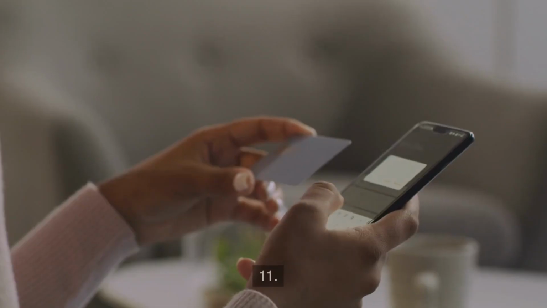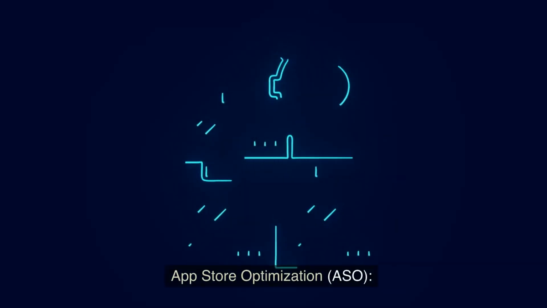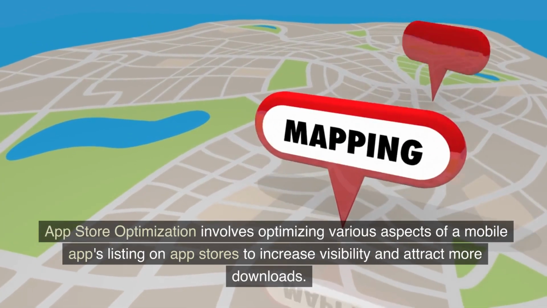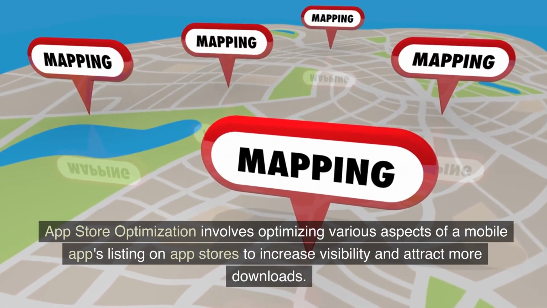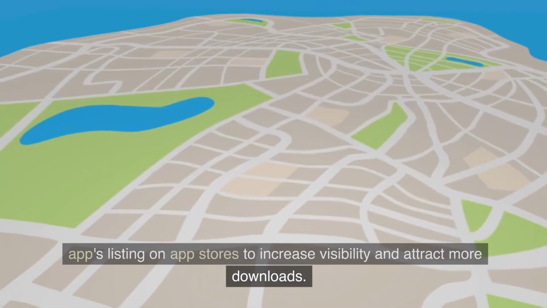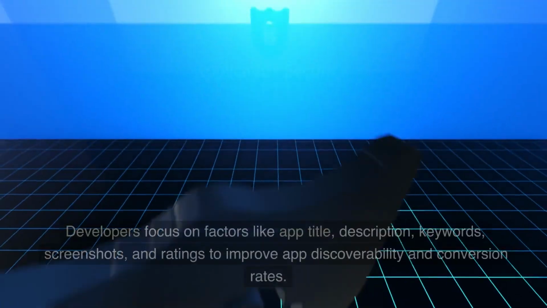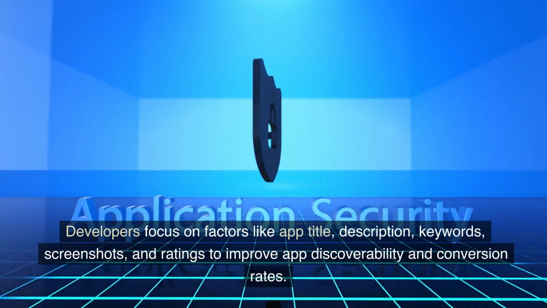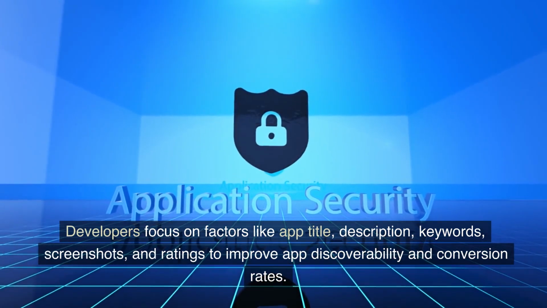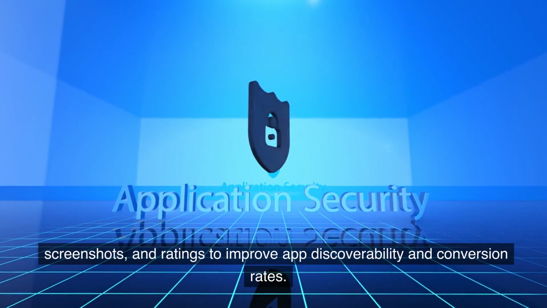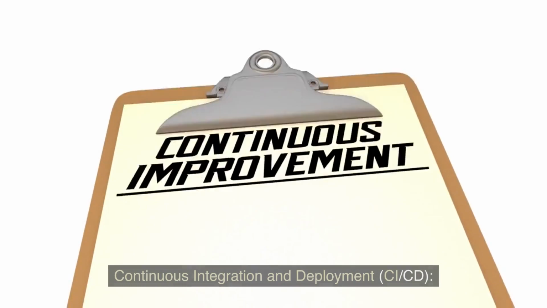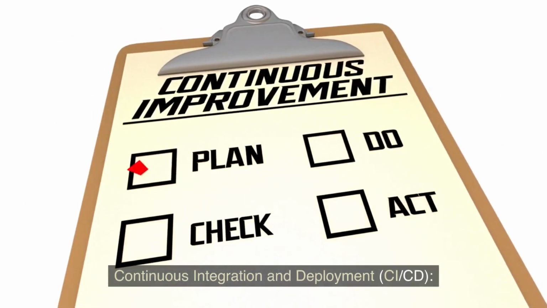11. App Store Optimization, ASO. App Store optimization involves optimizing various aspects of a mobile app's listing on app stores to increase visibility and attract more downloads. Developers focus on factors like app title, description, keywords, screenshots, and ratings to improve app discoverability and conversion rates.